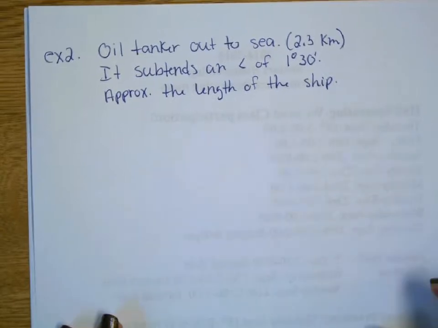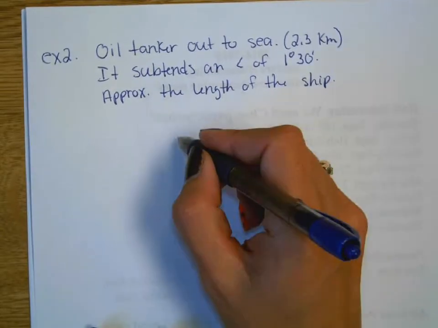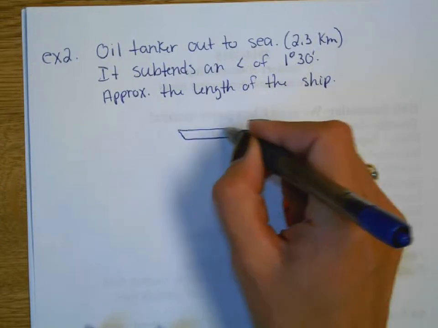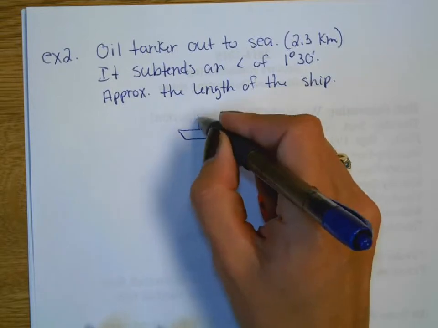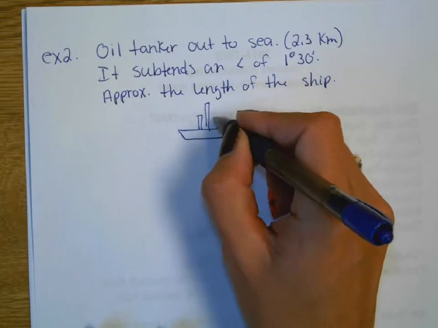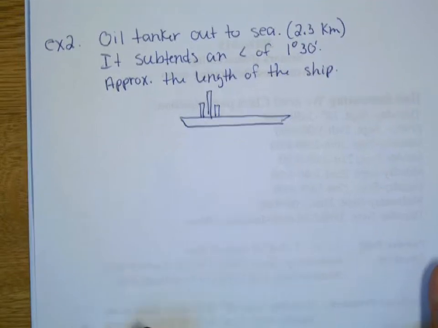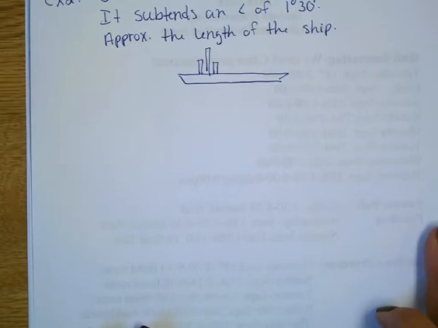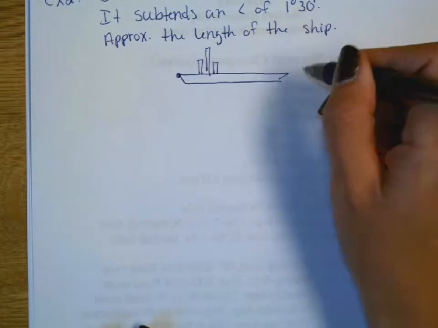Let's draw a picture. So I need a ship. Oil tanker. No idea what an oil tanker looks like. Let's just draw a ship. Put some stacks on it. Here's my oil tanker. All right, so our goal is to find out how long this ship is from the front to the back.